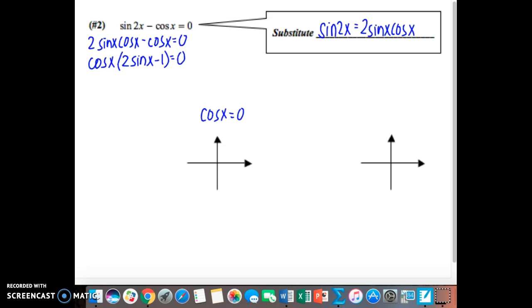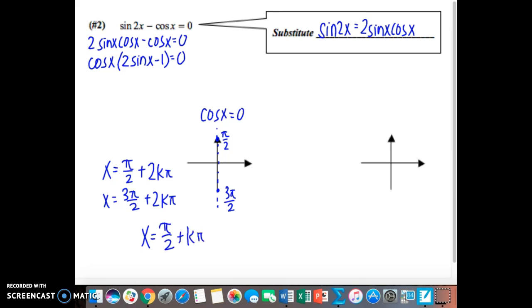So for the first one, we're dealing with cosine of x equals 0. This happens at 2 points on our unit circle. That is at pi over 2 and at 3 pi over 2. So we will have x equals pi over 2 plus 2k pi. And we will have x equals 3 pi over 2 plus 2k pi. But thinking about this, pi over 2 and 3 pi over 2 are just pi units apart. So we can sum this up into saying x equals pi over 2 plus k pi. So this is one of our solutions.